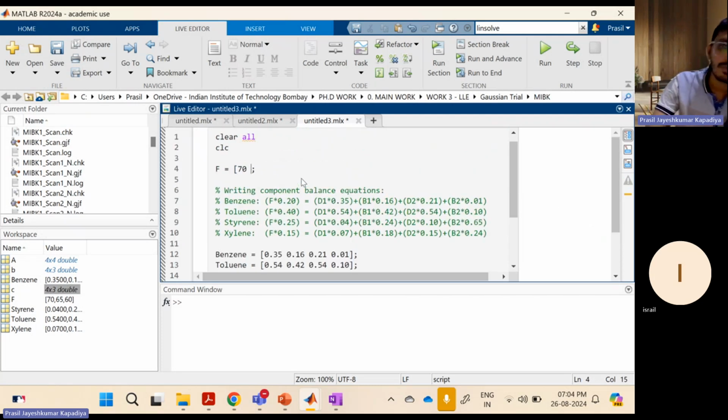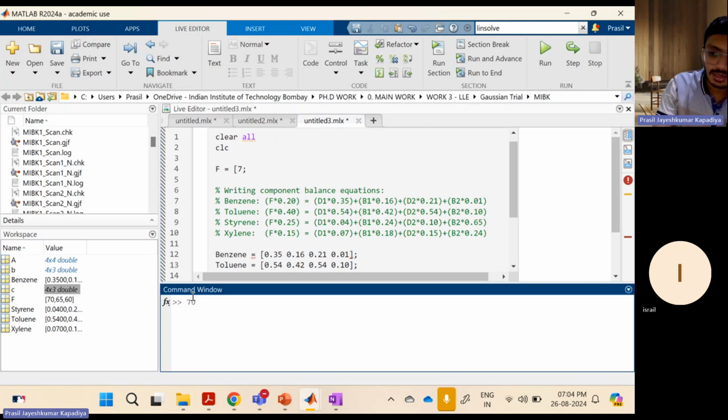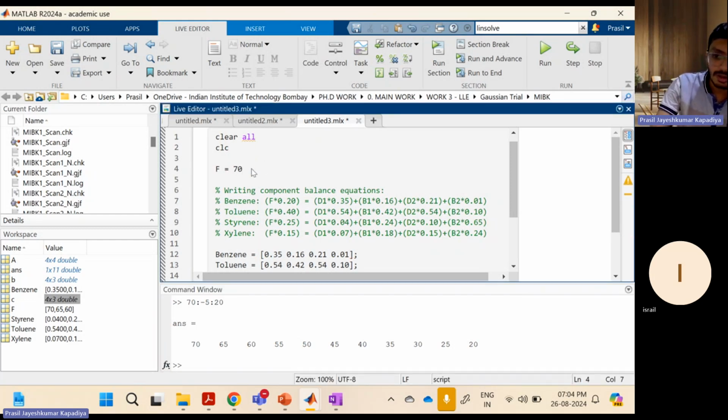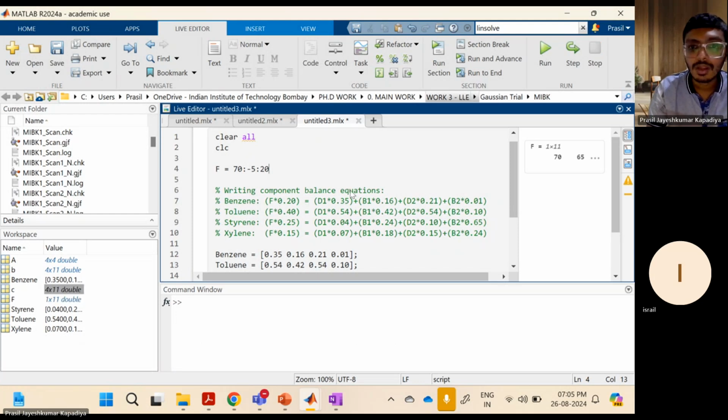So how can I define my F from 70 to 60 in intervals of 5? It is dropping to 20 in intervals of 5, but an interval of -5 because it is reducing. So I'll write -5. So we have 70, 65, 60, 55, 50, like that. So I will just define it as 70 colon -5 colon 20. I have to put a semicolon and see, you can see here F is printed.